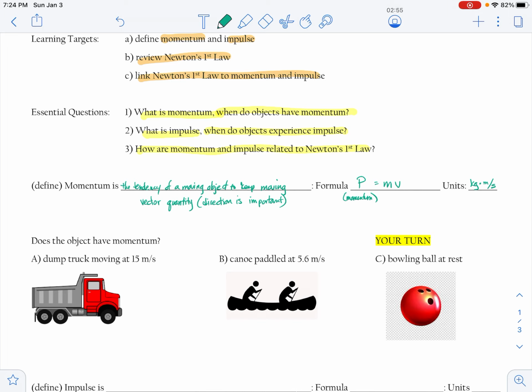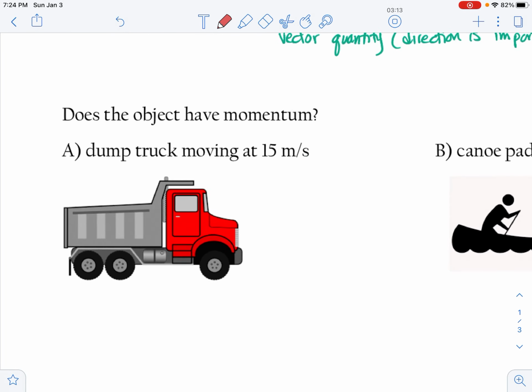Momentum, the tendency of a moving object to keep moving. The direction is going to be really important here, right? You can be moving in a positive or a negative direction. And the more mass you have, the more momentum, the more velocity, the more momentum. All right, so let's check this out and see if we can figure out whether or not these things have momentum. So the first one is a dump truck moving at 15 meters per second.